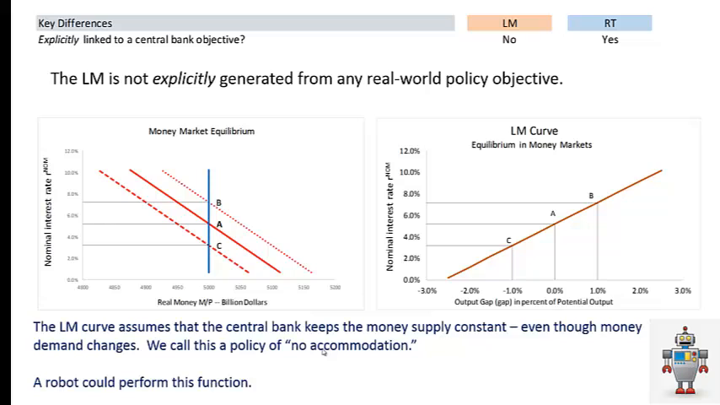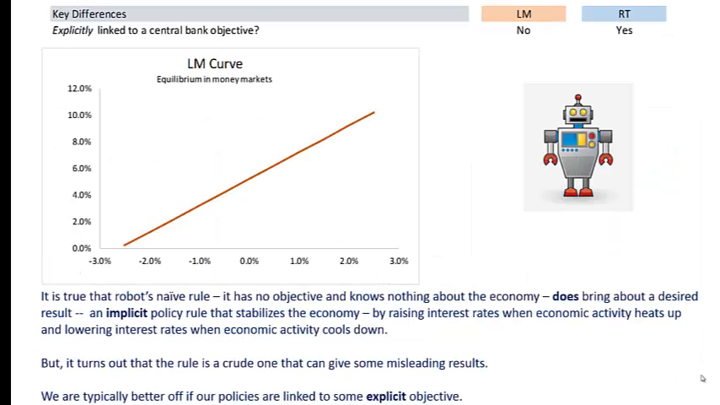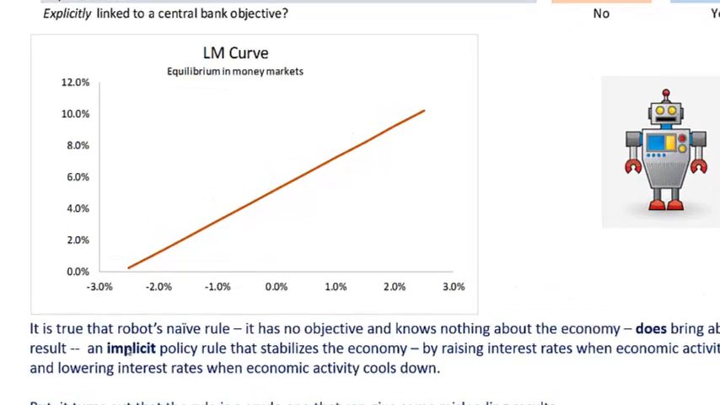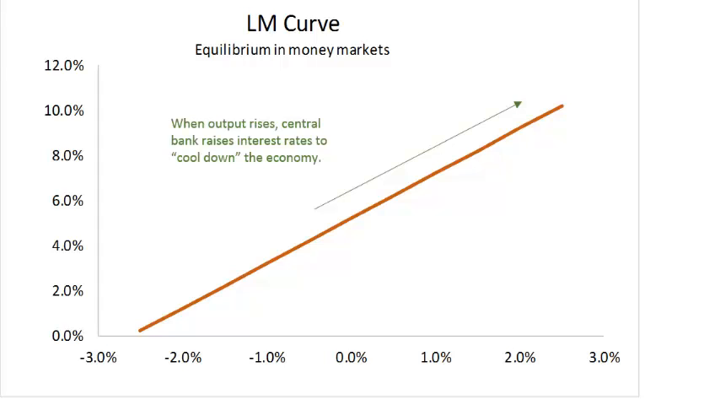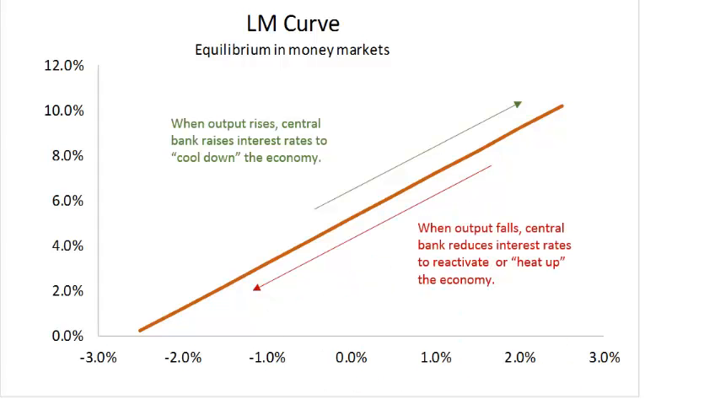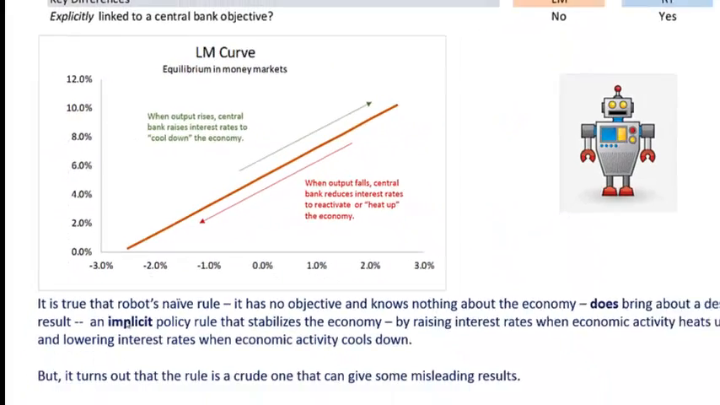Well, guess what? A robot could perform this function. And here's our robot. It's true that this robot's naive rule, and we have to emphasize that the robot has no objective and it knows nothing about the economy, but it does bring about a desired result, an implicit policy rule that stabilizes the economy. When output rises, the central bank raises interest rates in order to cool down the economy. And when output falls, the central bank reduces interest rates in order to reactivate or heat up the economy.